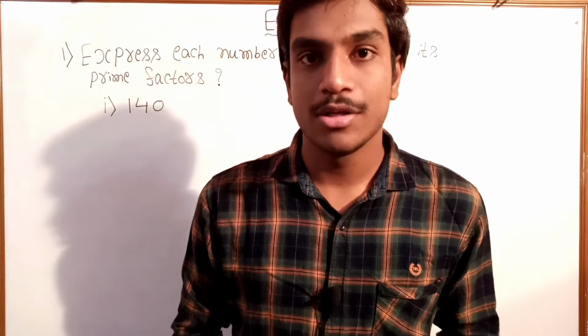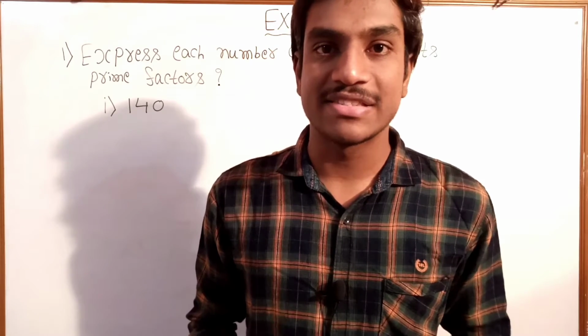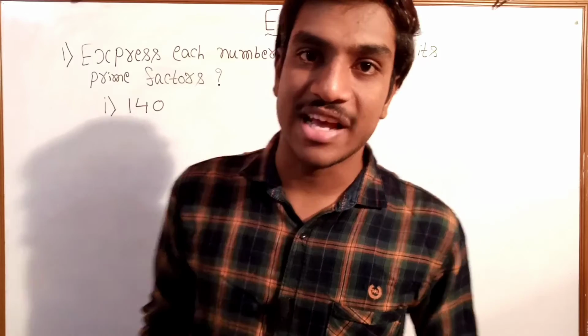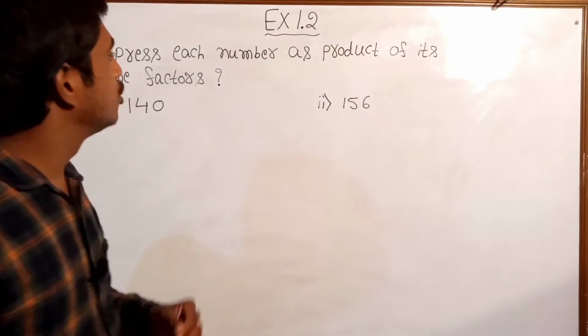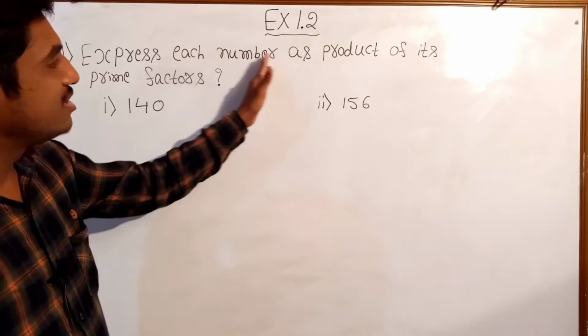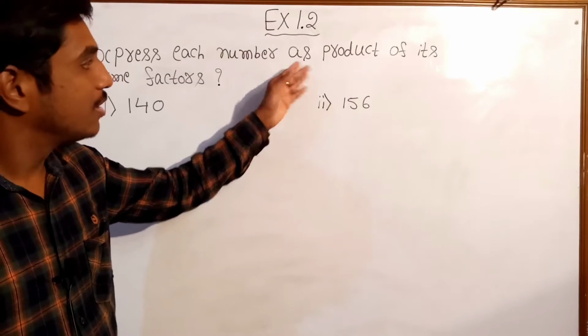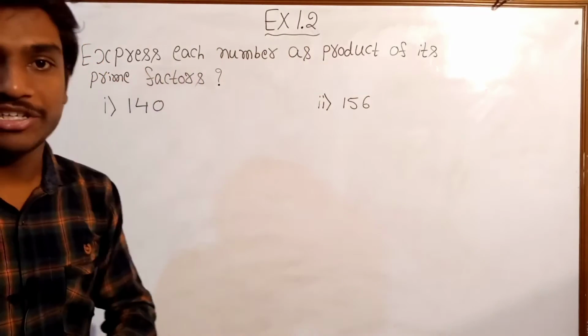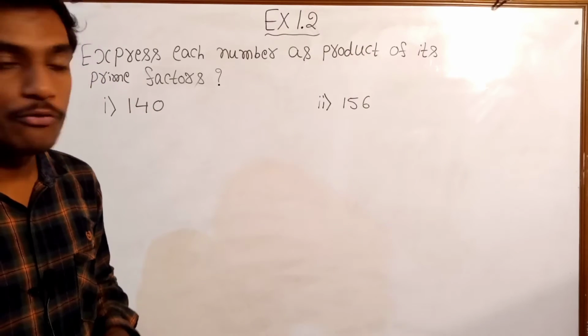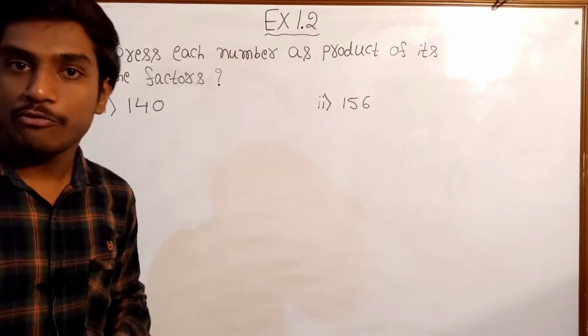Welcome to my channel. Today we will discuss the next exercise of the chapter real numbers. In the second exercise, the first question is to express each number. They have given some numbers. Each number we have to express as the product of its prime factors. 140 I have to express as the product of its prime factors.